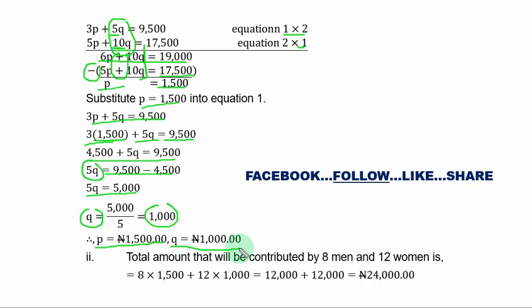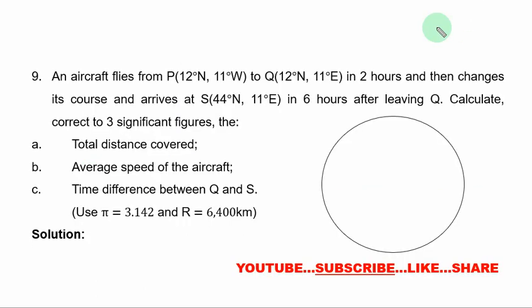(ii) The total amount that will be contributed by 8 men and 12 women is 8 times the amount contributed by each man, that is 8 times 1,500, plus 12 times the amount contributed by each woman. That simplifies to 12,000 plus 12,000, and that is 24,000 naira.